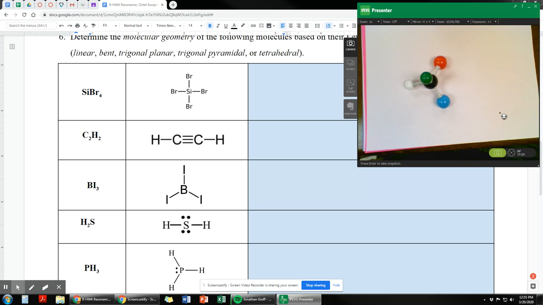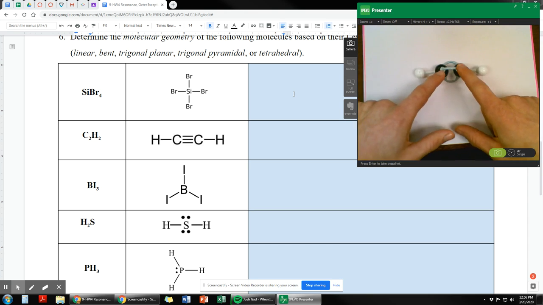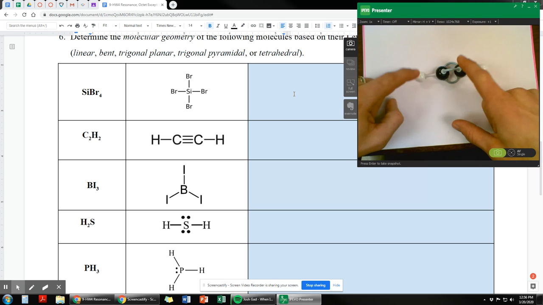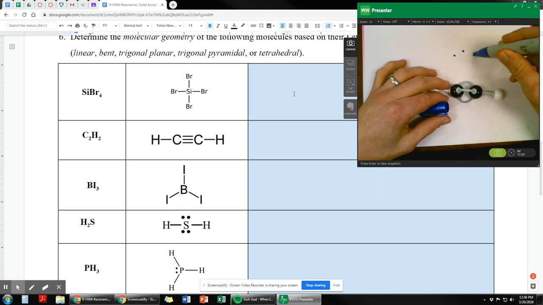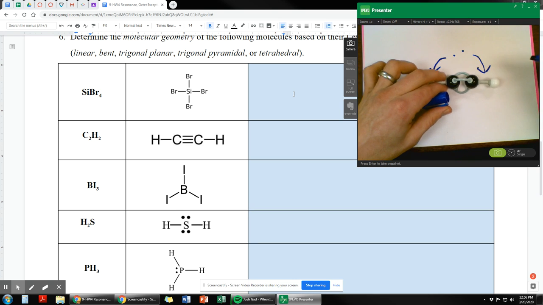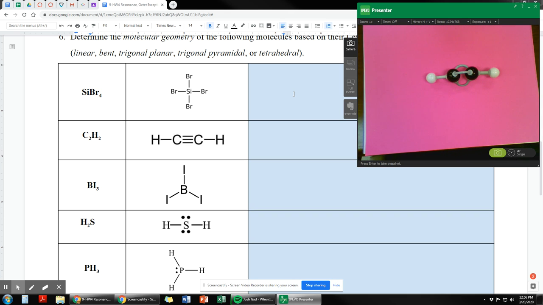It'll be 109.5. Now, so that one's tetrahedral. Then we have acetylene. So here's what the Lewis structure or the 3-dimensional model looks like. And so each one of these with 2 things attached, 2 and 2, that makes it linear. Now, if there were other non-bonding pairs, they would push and make it bent, but it doesn't have them. So it's not. Ooh, pink.